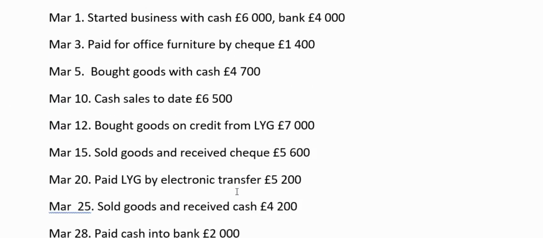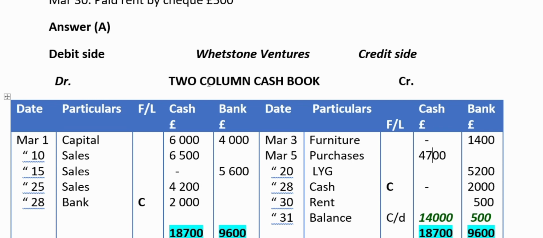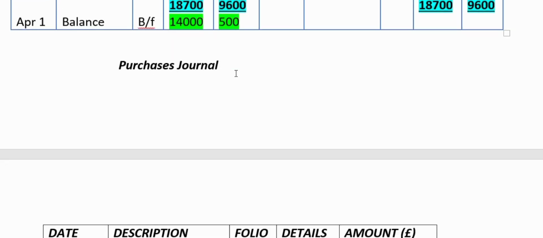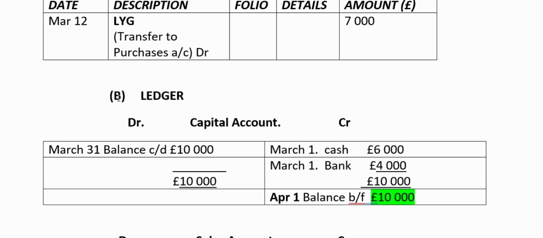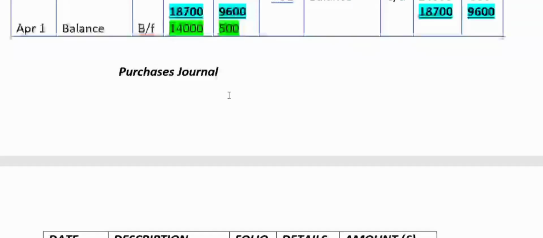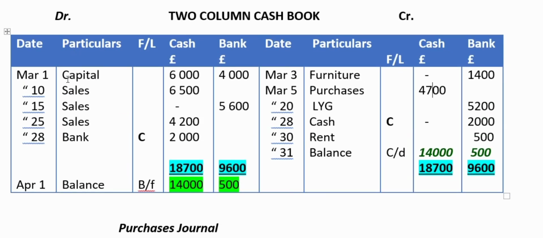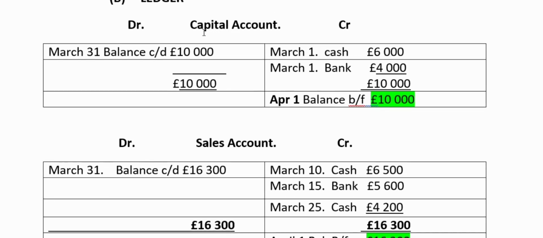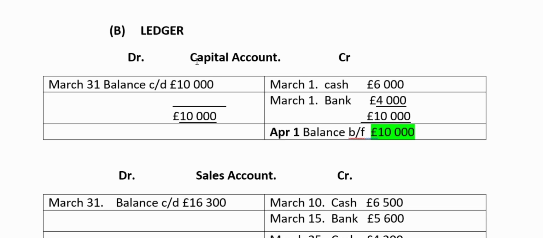The next question says we show all the items in the cash book that now be entered into the ledger account. This is how the ledger looks like. This is the ledger, part B of the question. So we are going to take each item starting from capital. March 1st, capital, we have 6,000 and 4,000. So in the ledger, we are going to open the capital account. Capital account, we still have the debit side and the credit side.